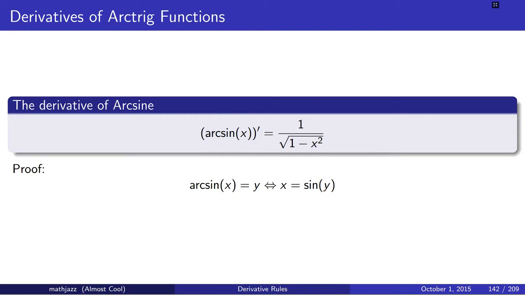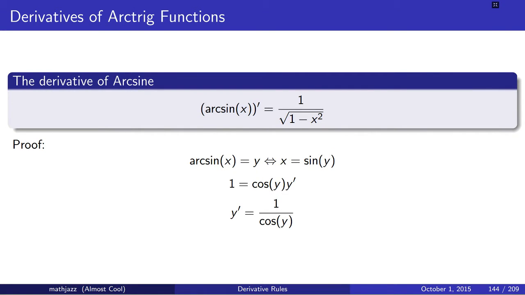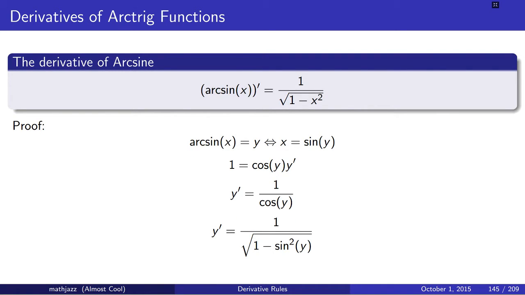We note first that arcsine of x equals y is the same as x equals sine of y. We take the derivative of both sides of this expression, getting 1 equals cosine of y times y prime. We solve for y prime. We use our Pythagorean identity to change cosine of y in the denominator into the square root of 1 minus sine squared of y in the denominator. And then since x is sine y, sine squared y is x squared.